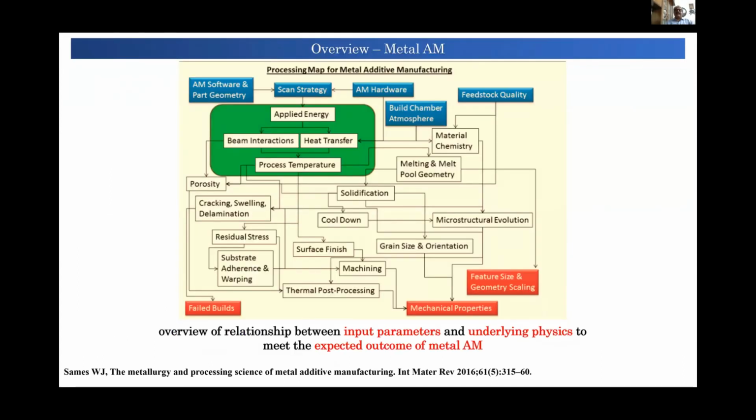So here in this slide, I am showing the complexity and interaction of various parameters, and I won't emphasize too much about this, but one can see that there are many intertwined issues in this, where the additive manufacturing software and part geometry, scan strategy, AM hardware, build chamber, atmosphere, and feedstock quality all influence various outcomes, and then finally they all influence whether the component is suitable or they fail. A particular combination leads to suitable mechanical properties, feature sizes, and suitability for a particular application.